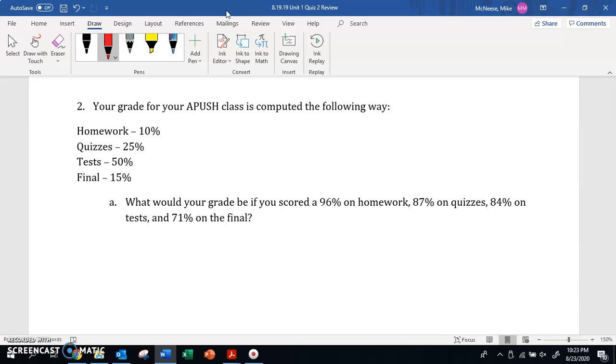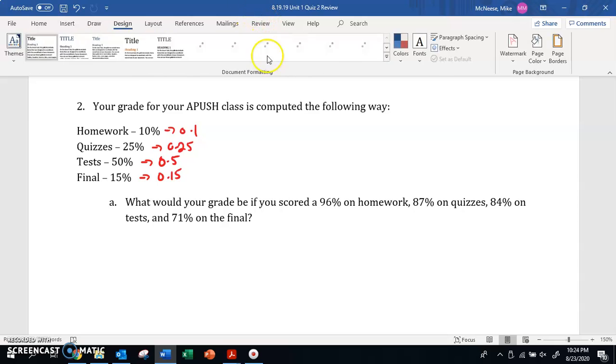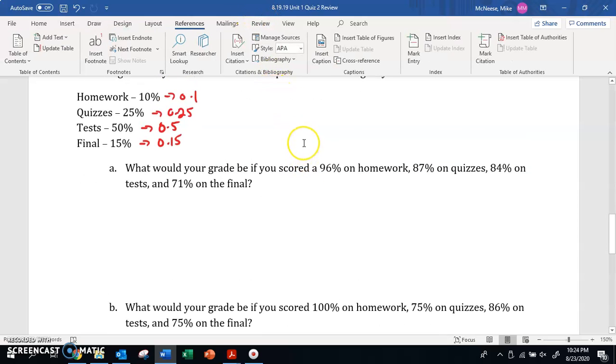And now it says your grade for your AP class is computed the following way. So now we've moved on from the tires to weighted averages. So homework is 10%, and I'm just going to convert these to decimals. So quizzes are 25% or 0.25, tests are 50% or 0.5, and final is 15% or 0.15. So it says, what would your grade be if you scored a 96 on homework, 87 on quizzes, 84 on tests, and 71 on the final?